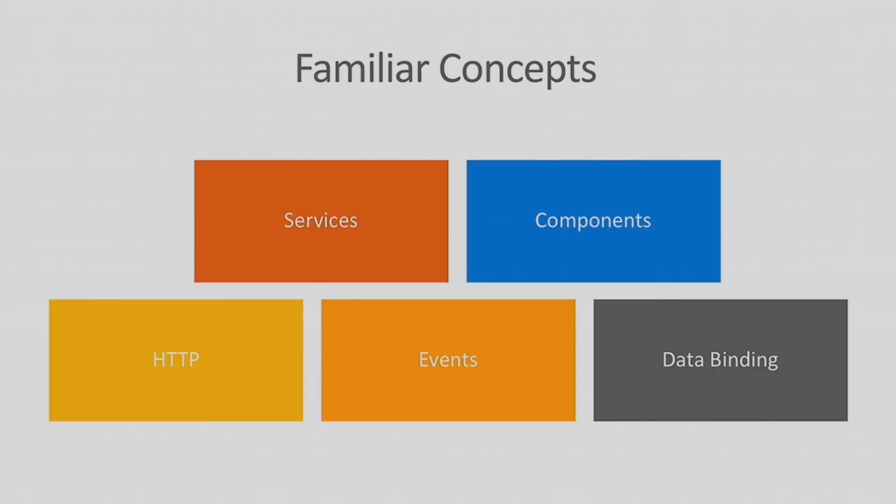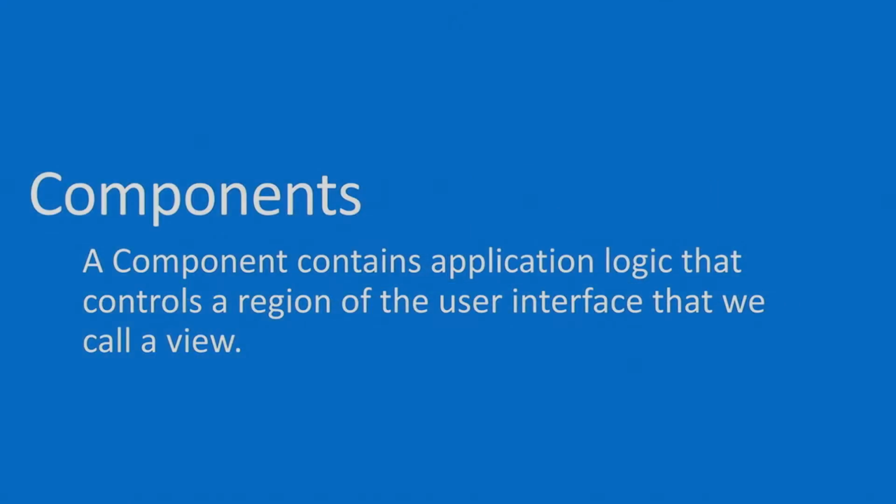HTTP calls. You got to go get data somewhere. Most of the apps I write have data. Events, we can call off events. We can do data binding, so we don't have to worry about pushing and pulling data back and forth between our screen and our code.